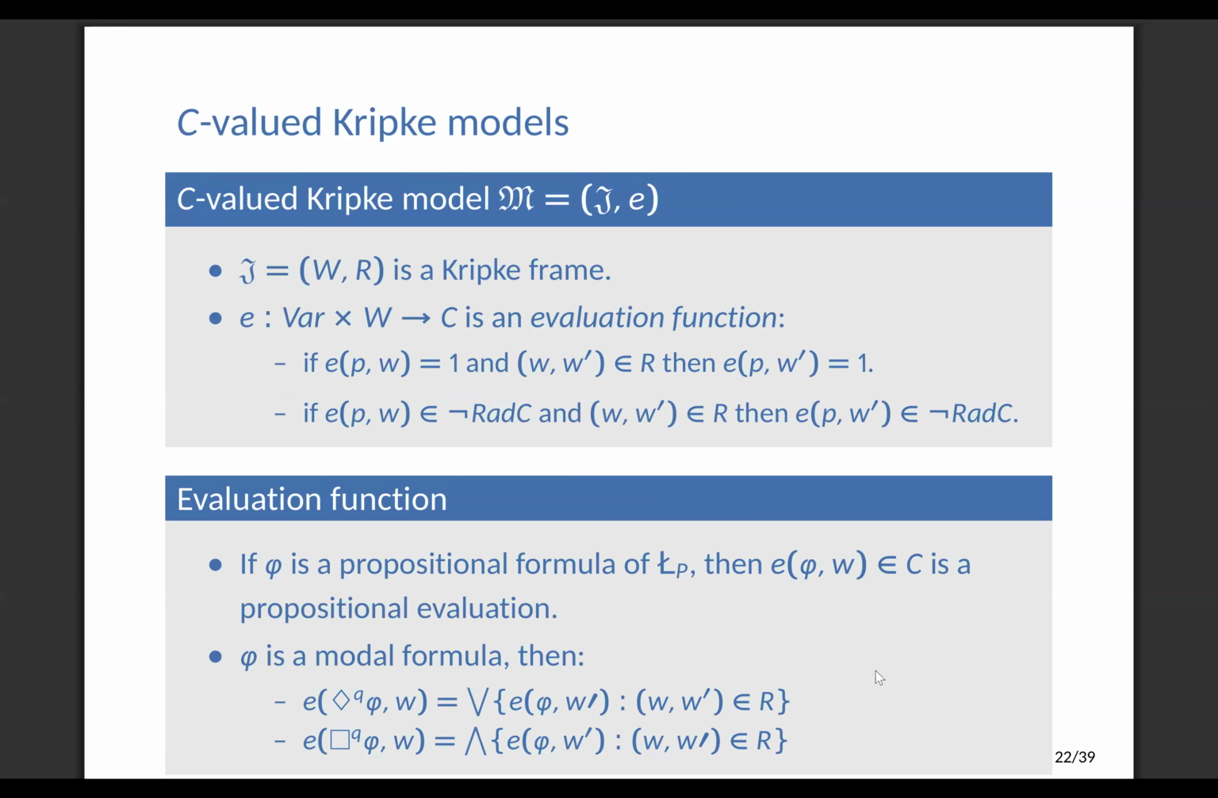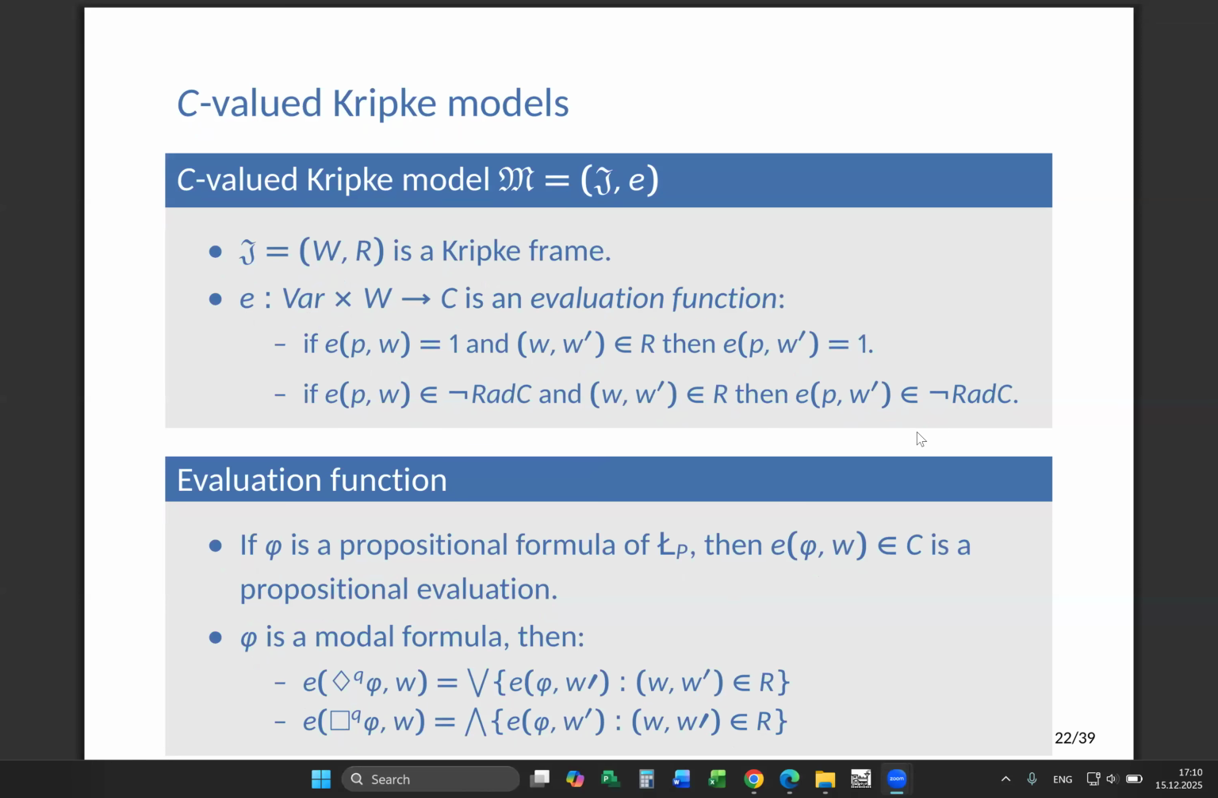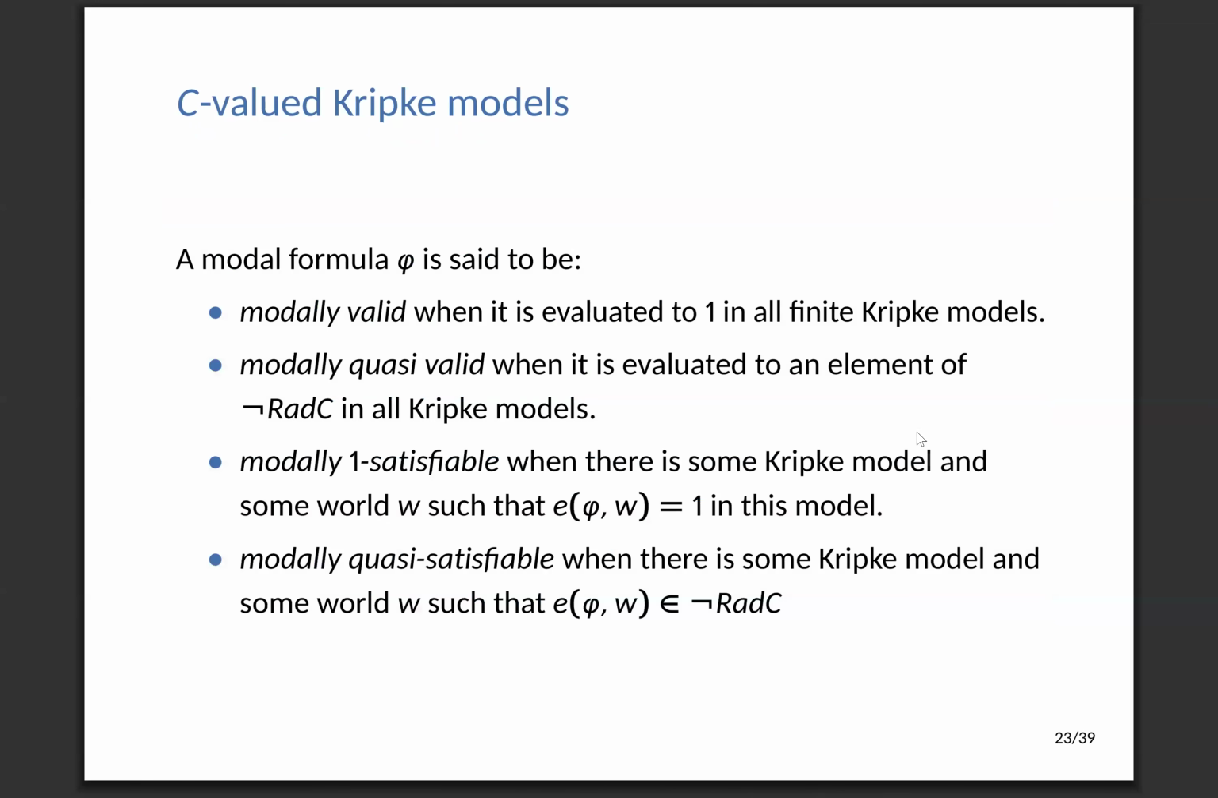So, if we have the box Q, then we have the conjunction of all the evaluations of phi on all of its successors. And the modal formula phi is said to be modally valid when it is evaluated to 1 in all finite Kripke models, and we'll call it quasi-valid when it is evaluated to an element of the negation of the radical of C in all Kripke models. And we'll say that it's modally satisfiable when there is some Kripke model and some world W such that the evaluation is 1 in this model. And the same, we'll say that it is quasi-satisfiable when there is some Kripke model and some world W where this evaluation is in the negation of the radical.